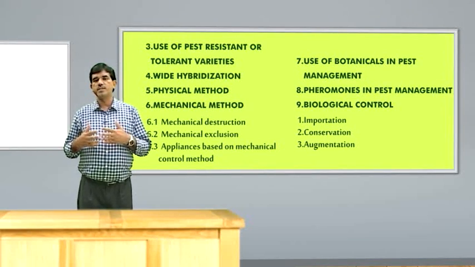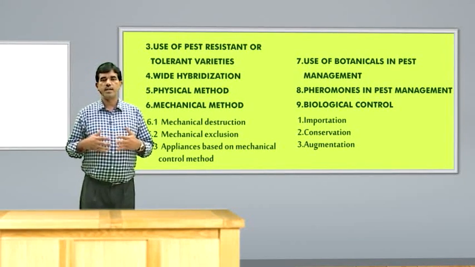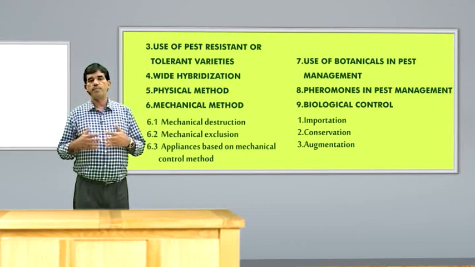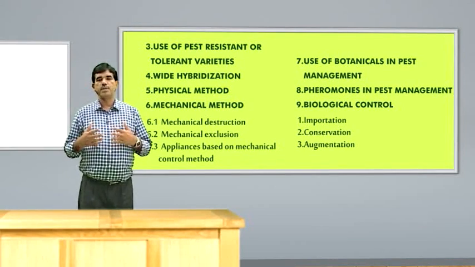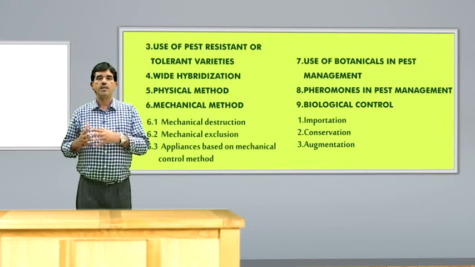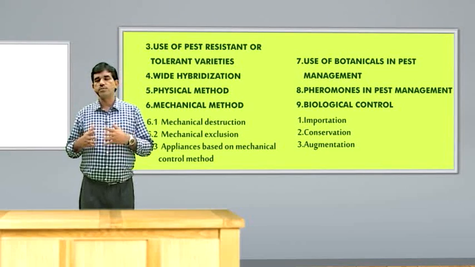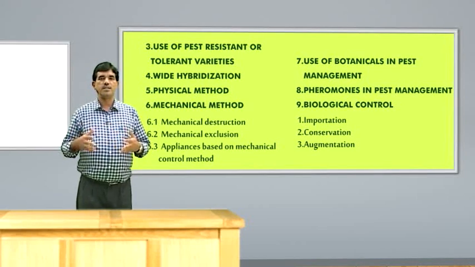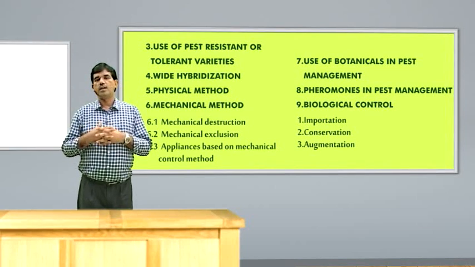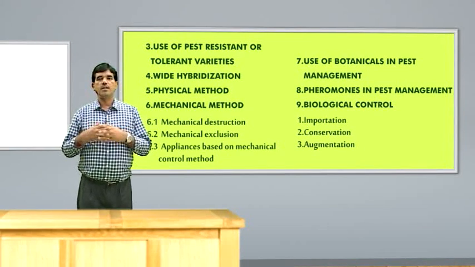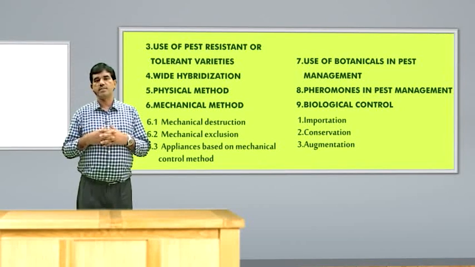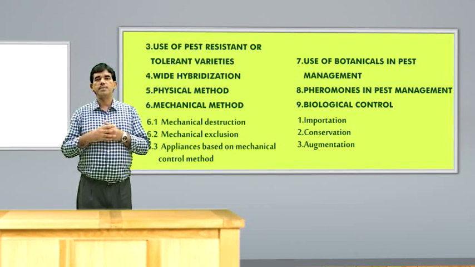Commercial neem formulations are available in the market which contain varying levels of azadirachtin, varying from 0.03 to 5%. As we know, azadirachtin is the active principle in neem oil which is responsible for killing or controlling insects. So different commercial products are available, and you can see that azadirachtin content varies from 0.03 to 5%.